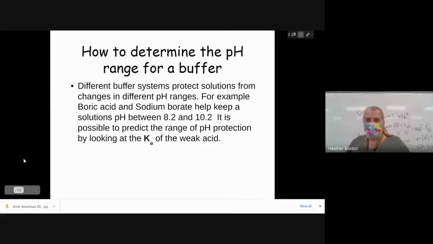So different buffer systems protect solutions from different pH ranges. So let's think boric acid. It's not one of our 6 strong acids. It is a weak acid. And then sodium borate. You can put sodium on each and every single time. So it protects between 8.2 and 10.2. Therefore, the pKa must be 9.2.